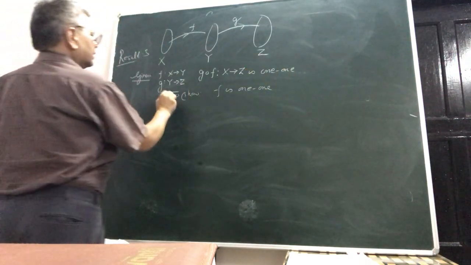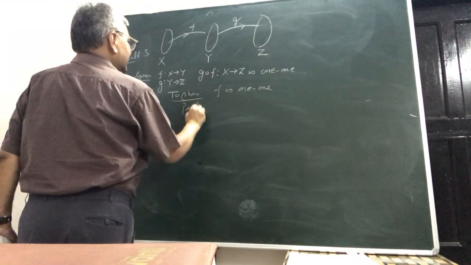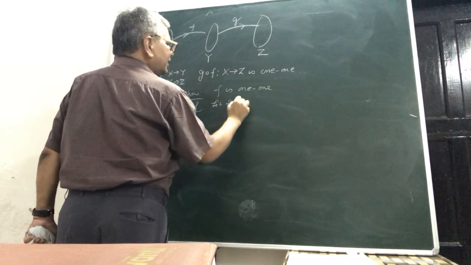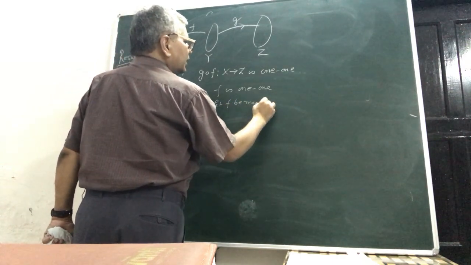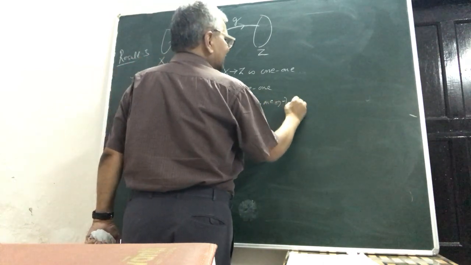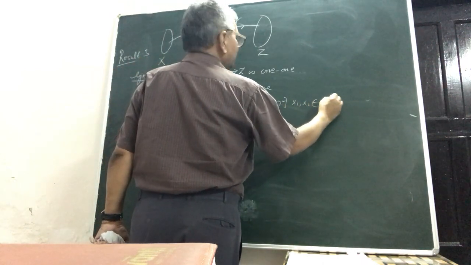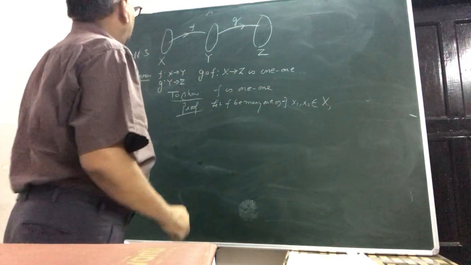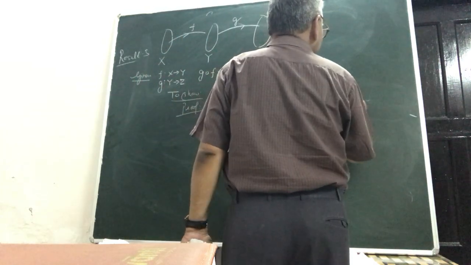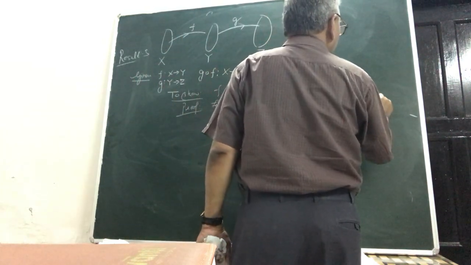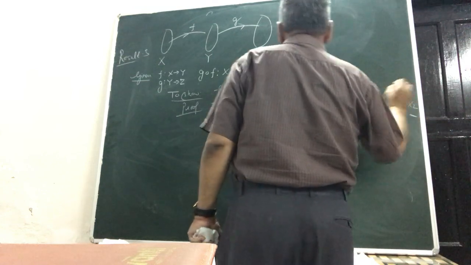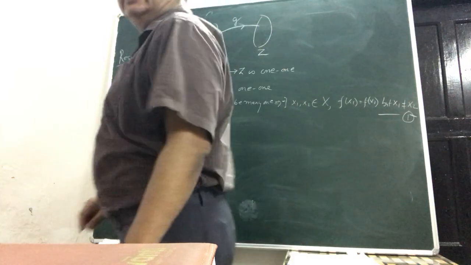Proof: if f is not 1-1, so let f be not 1-1. Assume the contrary. Not 1-1 implies there exist x1, x2 belonging to X such that f(x1) is equal to f(x2), but x1 is not equal to x2. This is result 1.